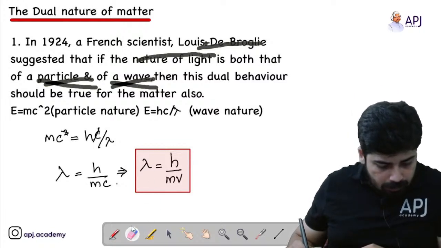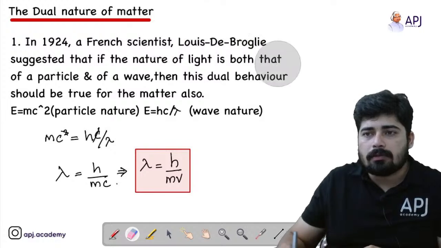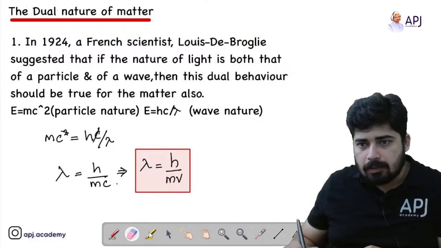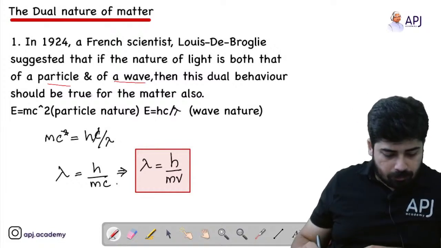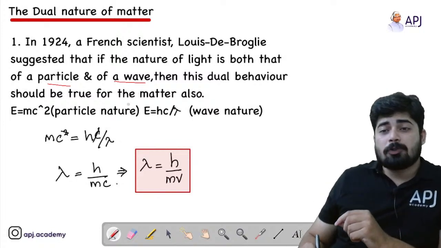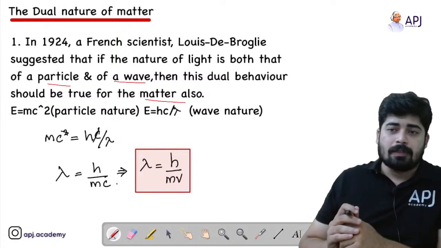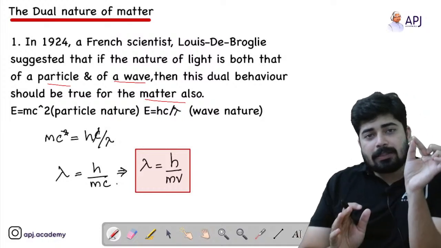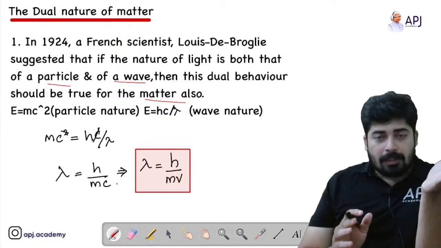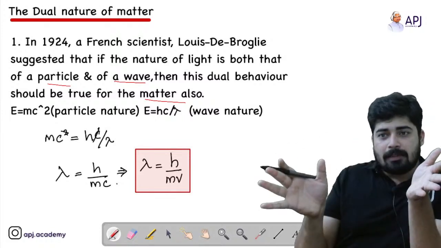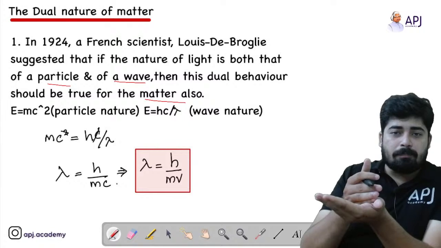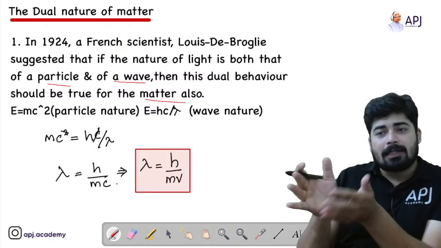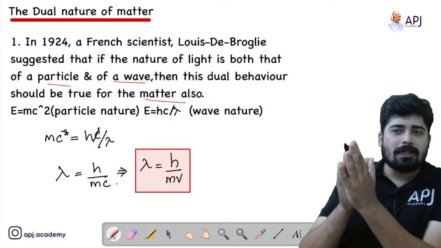So let me rub this, otherwise it will be difficult for you to read it. So it has particle as well as wave nature. And this dual behavior should be true for matter also. This is what de Broglie said. If light, or a photon, is having particle as well as wave nature, then it should be true for all matter to have this nature. That is, particle nature as well as wave nature. So this is what de Broglie said.